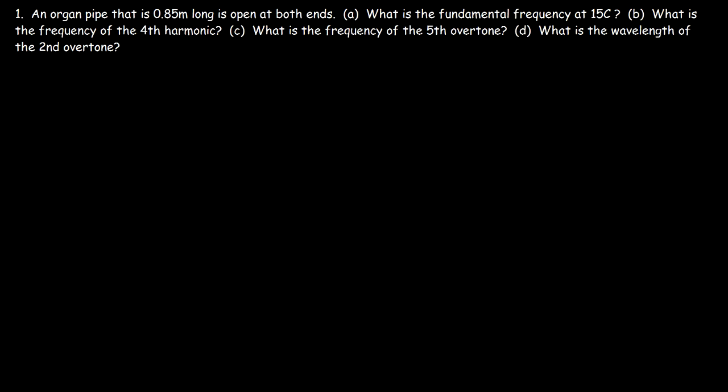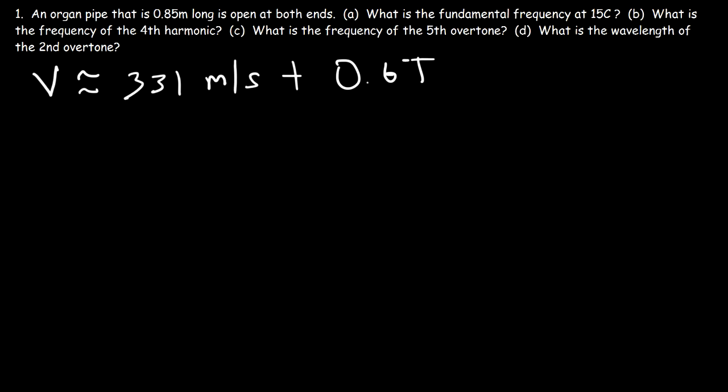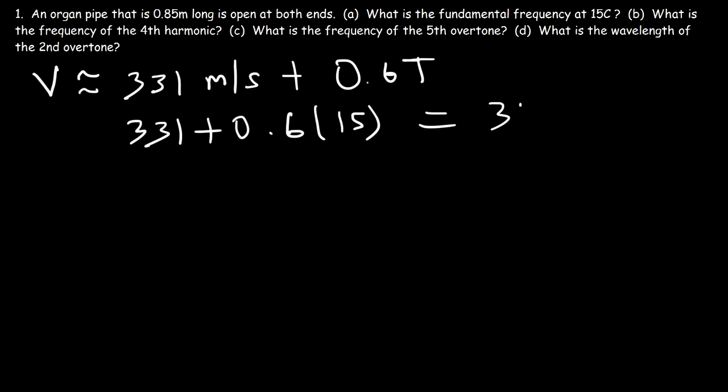Well, the first thing we need to do is calculate the velocity. We can approximate the velocity using this equation. It's 331 meters per second plus 0.6 times t, where t is in Celsius. So it's 331 plus 0.6 times 15 degrees Celsius. So at this temperature, the speed of sound in air is 340 meters per second.